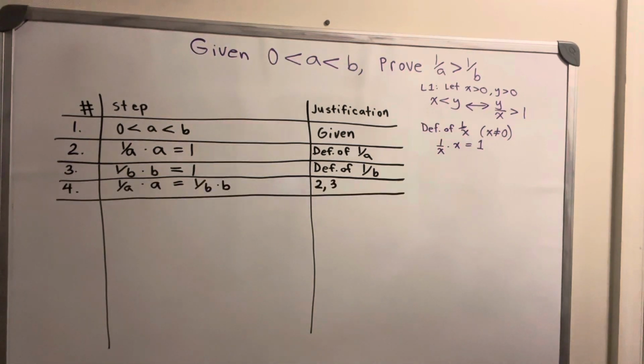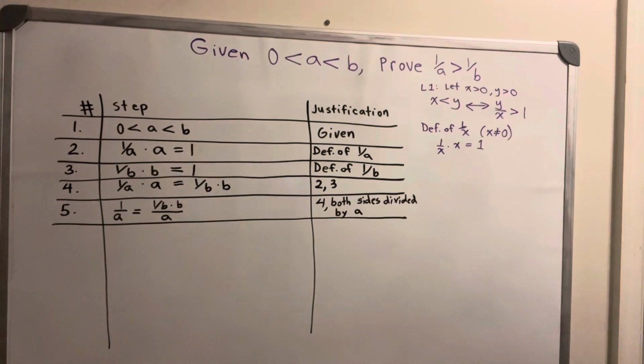And the next thing we can say is that 1 over A times A is equal to 1 over B times B because 1 over A times A is equal to 1 and 1 over B times B is equal to 1. So both sides are equal to 1.